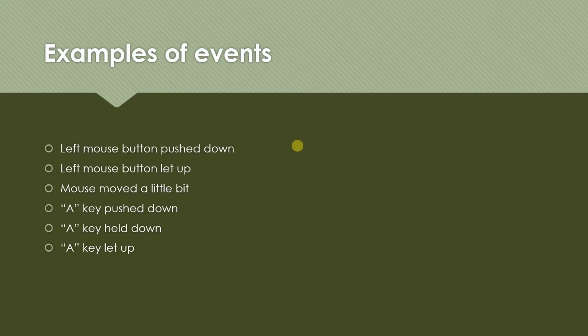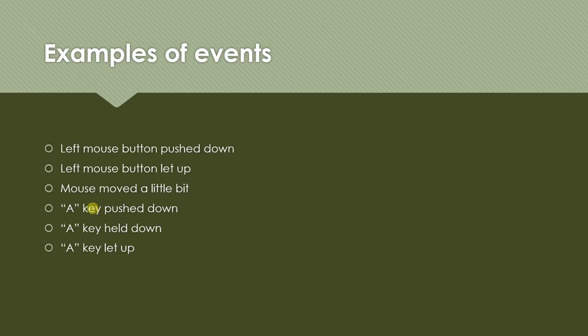And here are just some examples of events, right? So if I click the left mouse button, I can push it down. That's an event. And when I lift it back up, that's another event. If I move the mouse a little bit, each one of those moves is an event. That's called a mouse move event, or sometimes a mouse motion event.